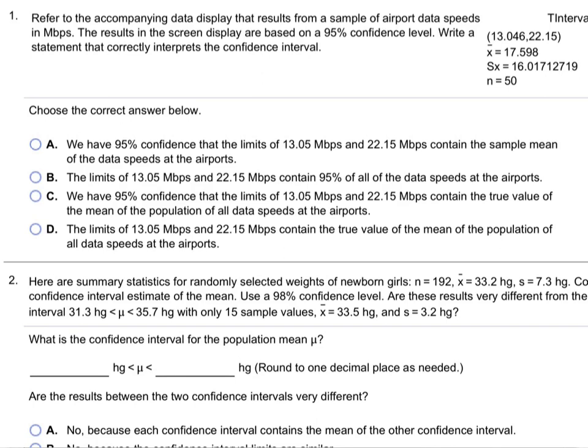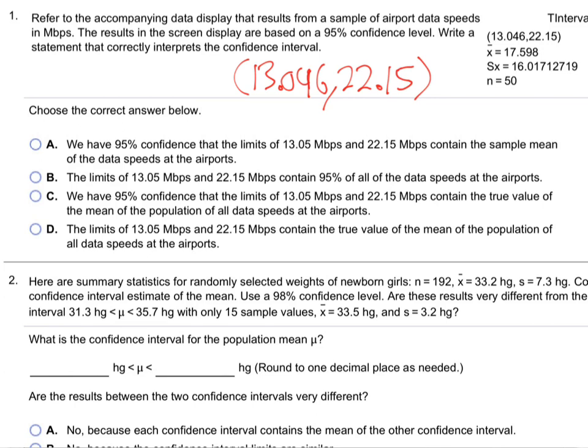So basically, we're just going to read and answer. I think this is the only one. Maybe there's a couple of them, then the rest will do it. So let me write it bigger for you. 13.046, comma, 22.15. What does that mean?